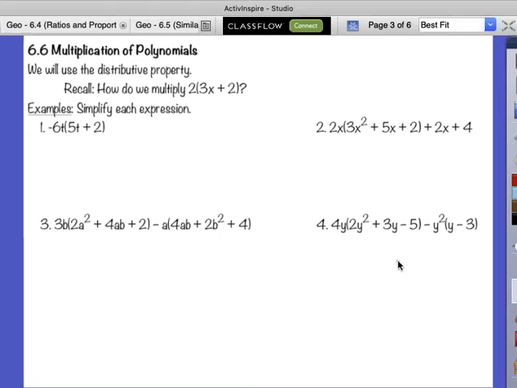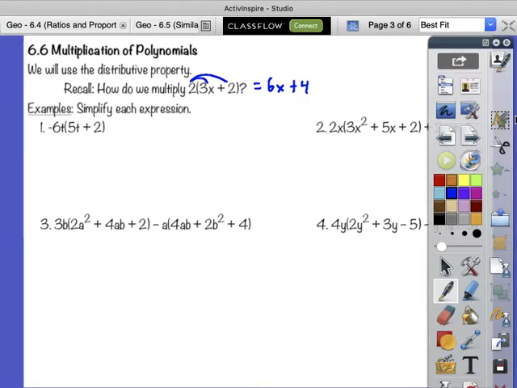We're going to use the distributive property. Recall, how do we multiply 2 times the quantity of 3x plus 2? You distribute. What is 2 times 3x? 6x. What's 2 times 2? 4. So we end up distributing, right? 6x plus 4 equals that. There we go, thank you.